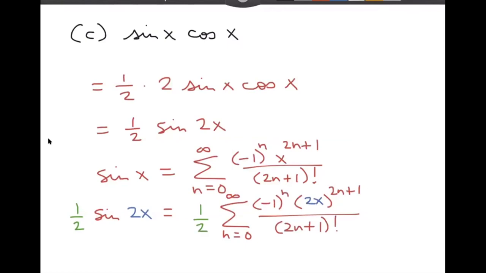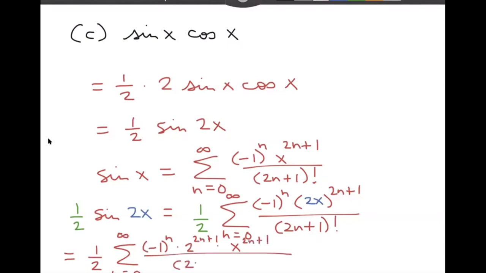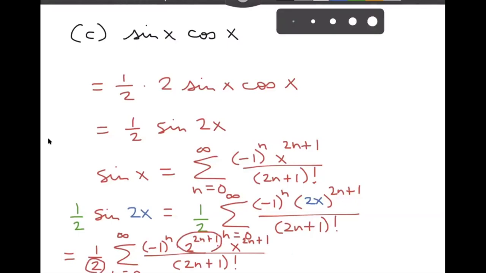All right, so let me see, I might actually be able to finish this in this little bit of space. So we have 1/2 out front times the sum n going from 0 to infinity. And then it's going to be negative 1 to the n times 2 to the 2n plus 1 times x to the 2n plus 1 over 2n plus 1 factorial. Okay, and then the easiest way to incorporate that 1/2 is just to divide this 2 into this 2 to the 2n plus 1. Let me make this a little smaller so I can fit my answer in here.